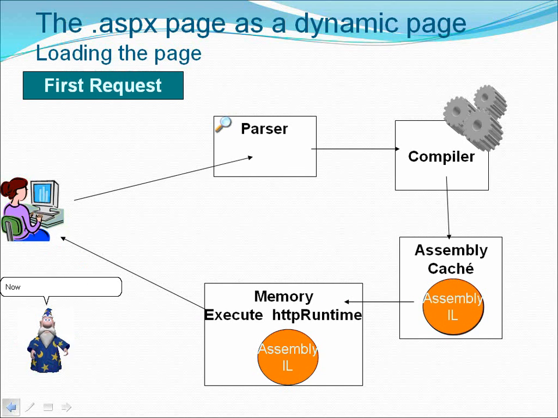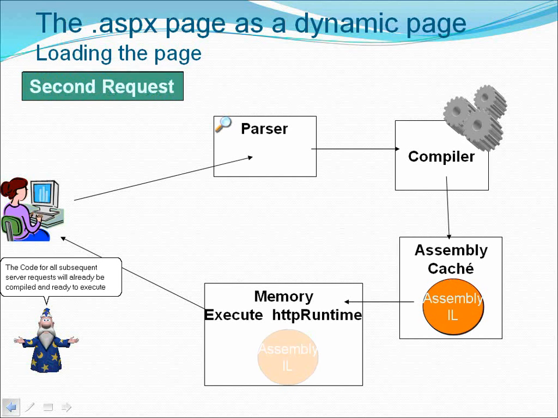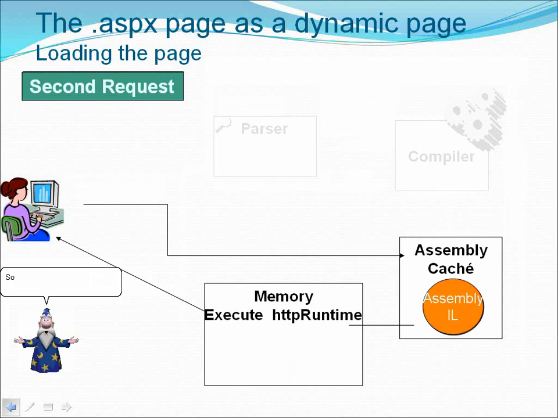Now, this whole process could sound a little confusing. Don't worry if you don't understand everything. The important thing to remember about this is that the code in the ASPX page was compiled by the very first user request. The code for all subsequent server requests will already be compiled and ready to execute. So the page load process will be faster, because the server won't need to parse or compile the page again, because it will be using the pre-compiled version instead.